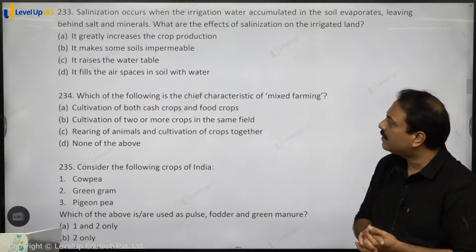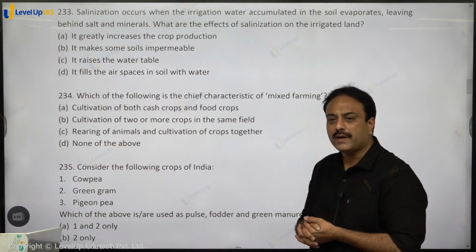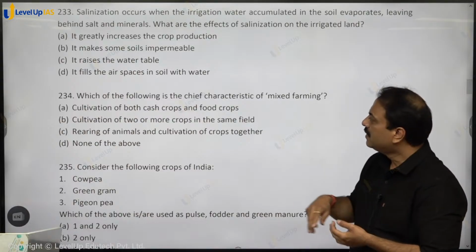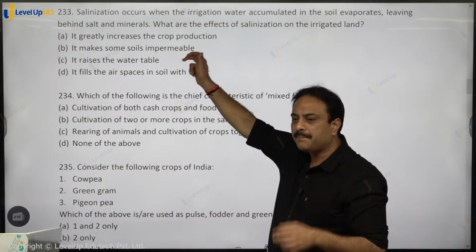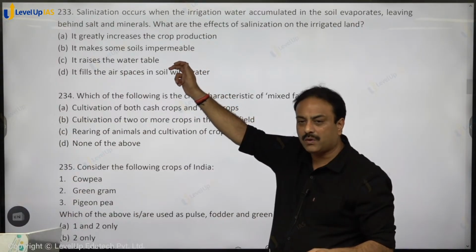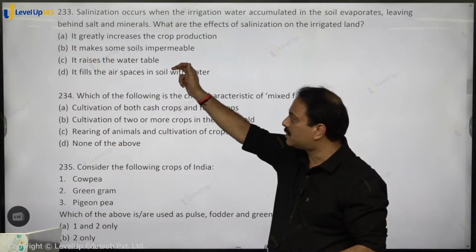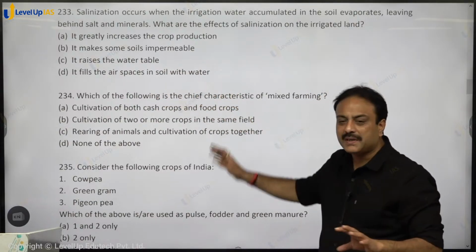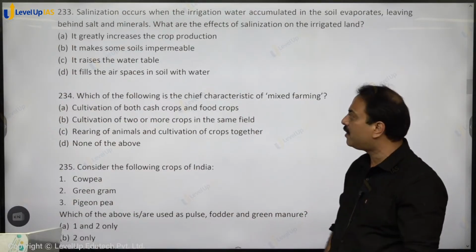So it will affect the permeability. It makes the soil impermeable. So option B for boy will be the right answer. It will not raise the water table, because when the soil becomes impermeable, infiltration of water will slow down. So the water table cannot rise. In fact, the water table will be reduced. It will go down. It will fill the air spaces in soil with water? Not possible. Impermeable, water will not go inside.